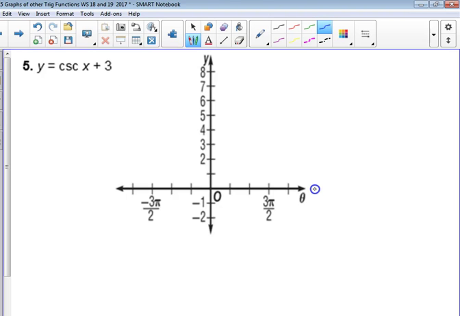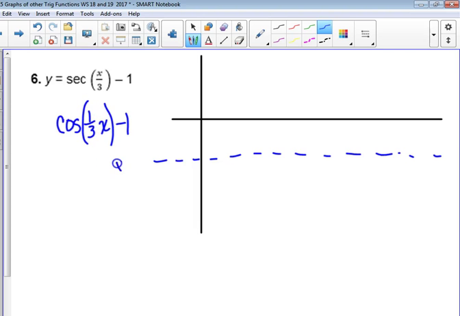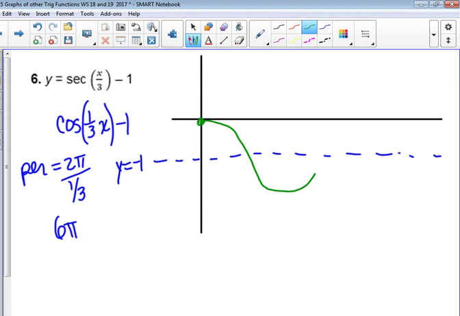Can we try number 5 or 6? Want to do 6? Okay, I haven't done this one today. Shift down 1. We're going to graph cosine of 1/3 x minus 1. Okay, so the midline's at negative 1. What's the period? 2 pi divided by 1/3. 6 pi. And it's a cosine, right? Amplitude is 1. So it starts at its max, which would be here.